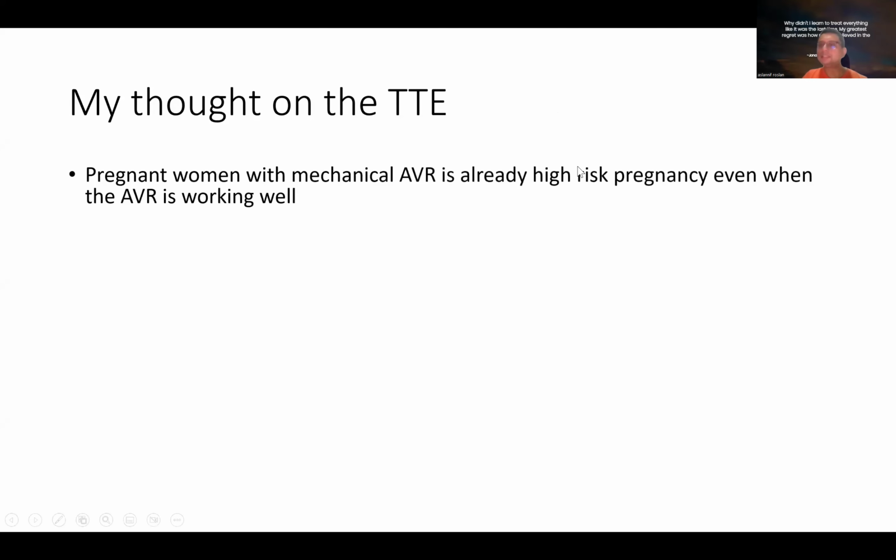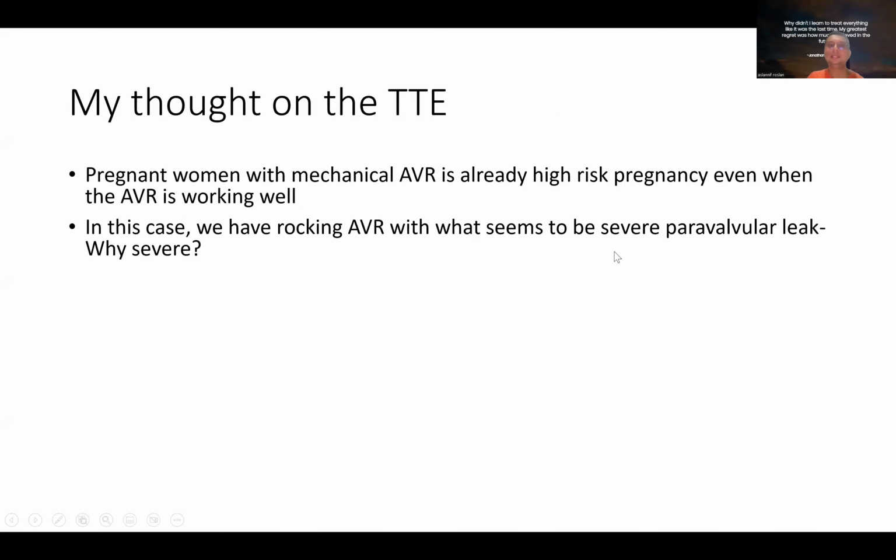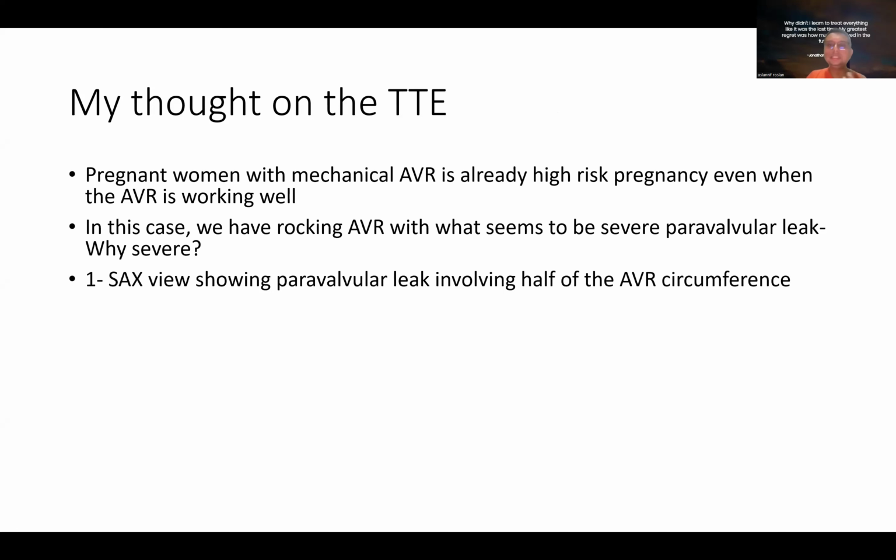So looking at this transthoracic echocardiogram here, okay, so what is my thought? Basically, I'm already nervous, okay? Pregnant woman with mechanical AVR is already high-risk pregnancy even when the AVR is working well. In this case, we have a rocking AVR with what seems to be severe paravalvular leak. So how do I know this is severe? When you have a rocking mechanical valve, normally it is severe anyway.